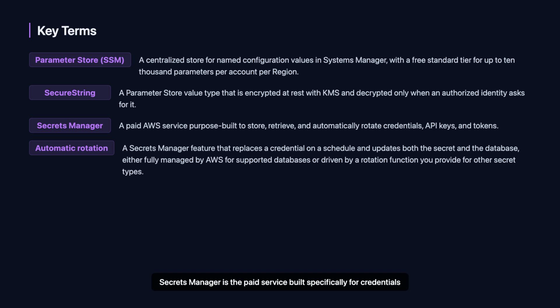Secrets Manager is the paid service built specifically for credentials and tokens, and automatic rotation is the one feature that sets them apart, where a credential gets swapped on a schedule and both the secret and the database are updated. For supported databases like RDS and Aurora, Amazon Web Services handles that rotation fully on your behalf. For other secret types, you supply a rotation function that does the swap.